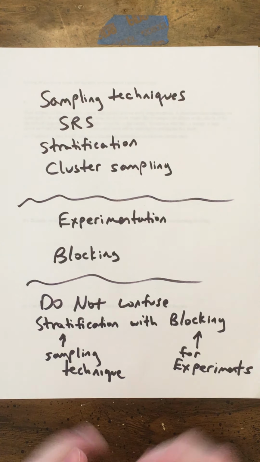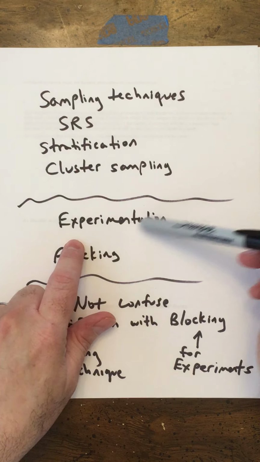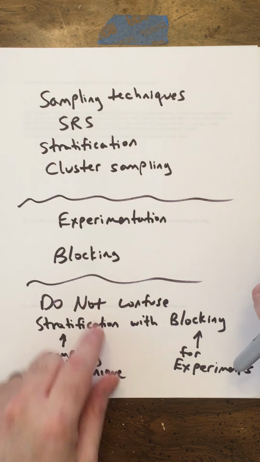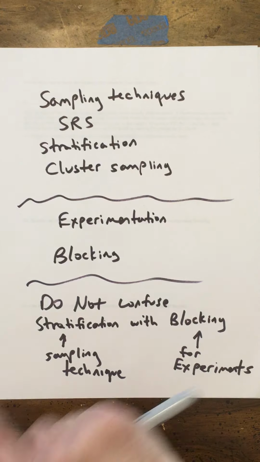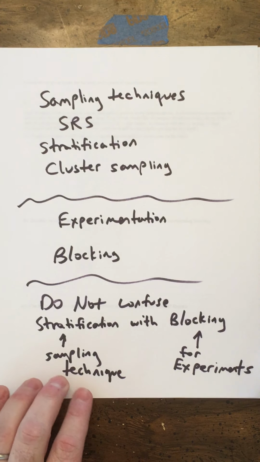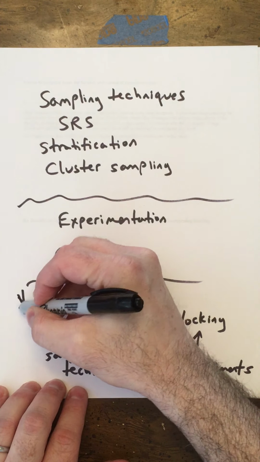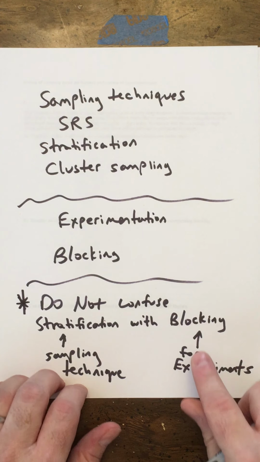Now, when we talk about experimentation, sometimes you're just randomly assigning people into groups, but sometimes you're doing something called blocking, which we're going to look at in a couple of these problems. And this is a key consideration here. This is where people lose points on AP exams.